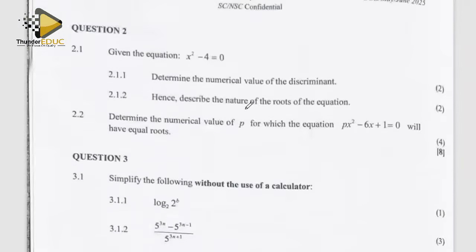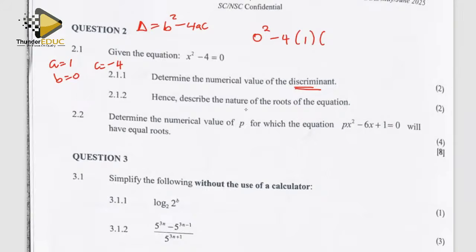And then 2, we're given the equation x squared minus 4 is equal to 0, determine the numerical value of the discriminant. So the discriminant is also known as the determinant, which is given as b squared minus 4ac. So from this equation, we know that our a is 1, we don't have a b, and then the c is negative 4. So let's substitute. So it's going to be 0 squared minus 4, the a is 1, the c is negative 4. So the numerical value is 16.